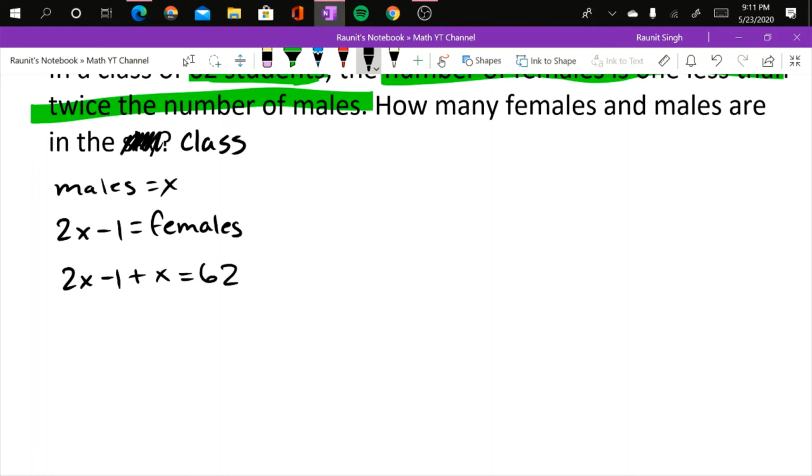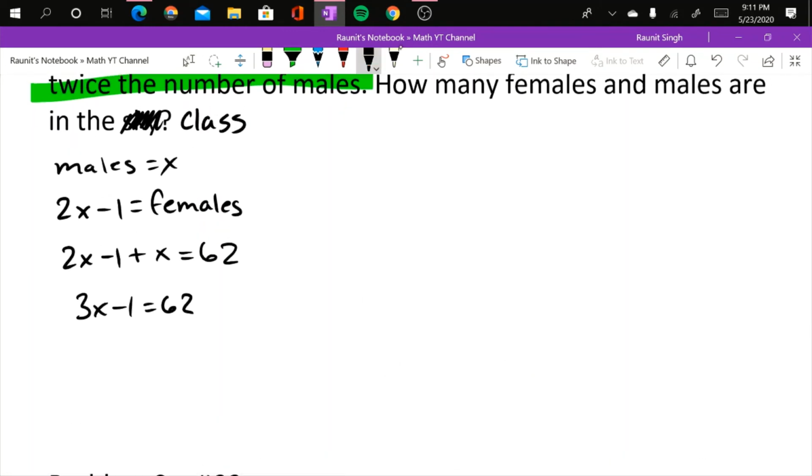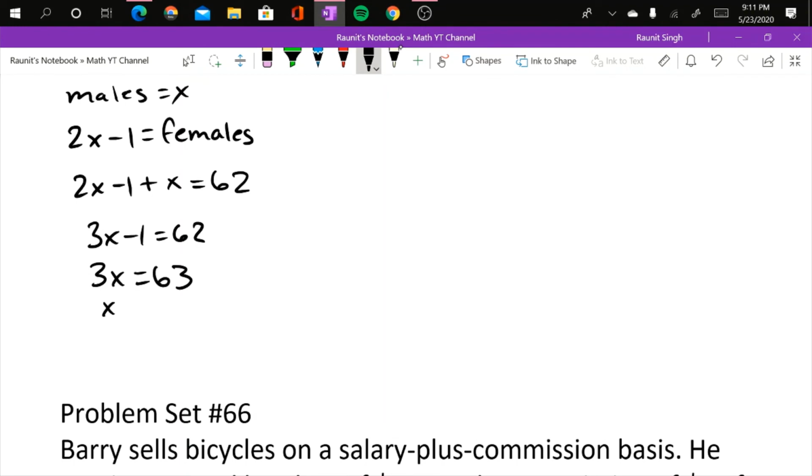And then we would just simplify the left side of the equal sign to get 3x minus 1 equals 62. And then we would add 1 to both sides to get 3x is equal to 63. So then we have x is equal to 21.